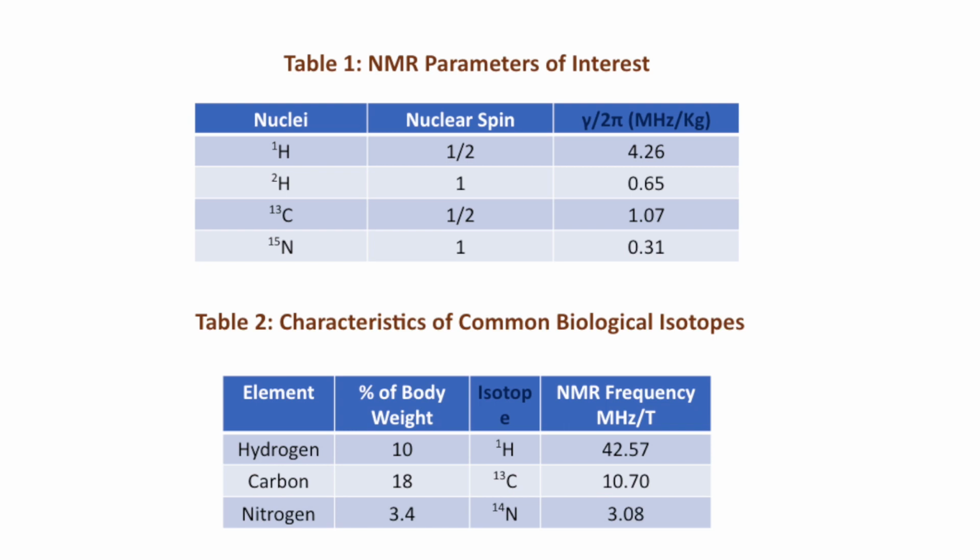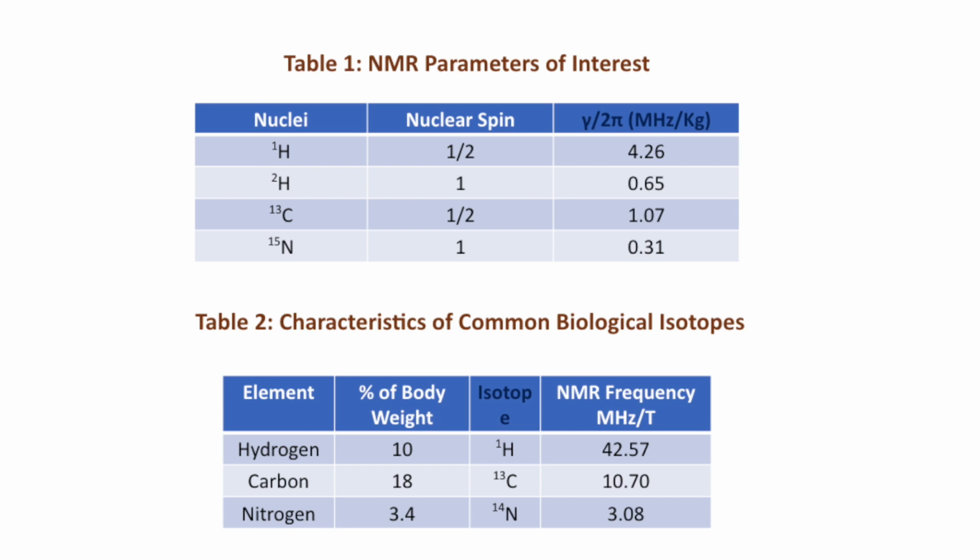Table 1 shows the NMR parameters of nuclei of interest in medicine. Not only hydrogen isotopes but also isotopes of carbon and nitrogen can be used to obtain MRI images. Nuclei hydrogen 1H offers nuclear spin of half value and gamma upon 2 pi value of 4.26 MHz per kG, where gamma is magnetogyric ratio.